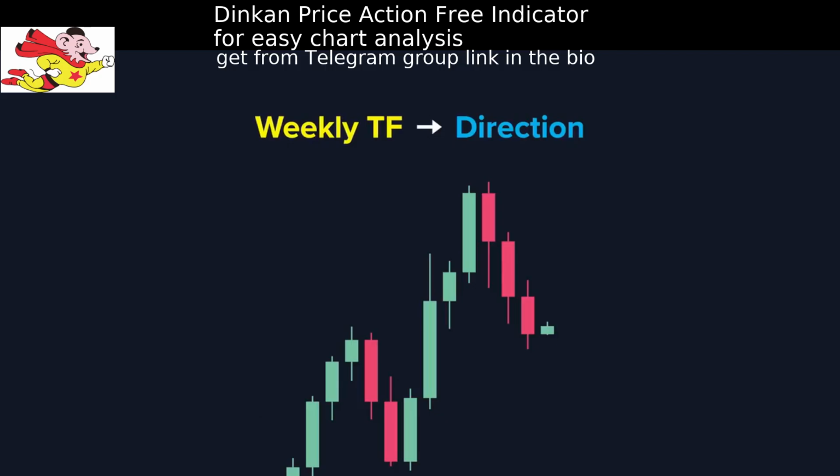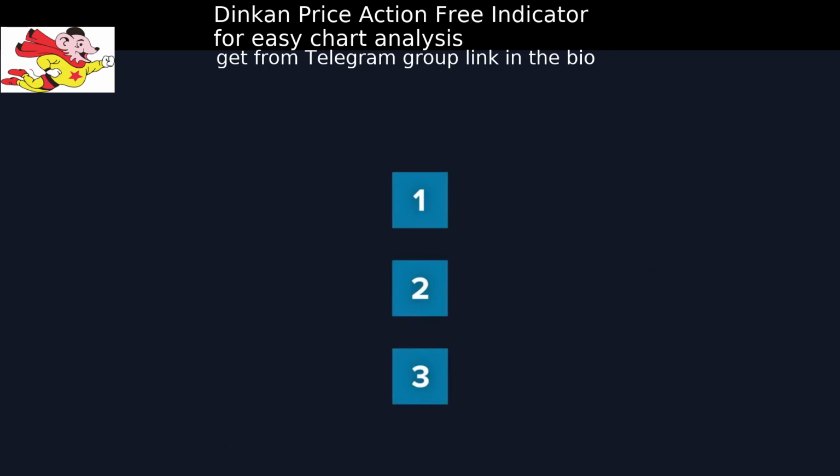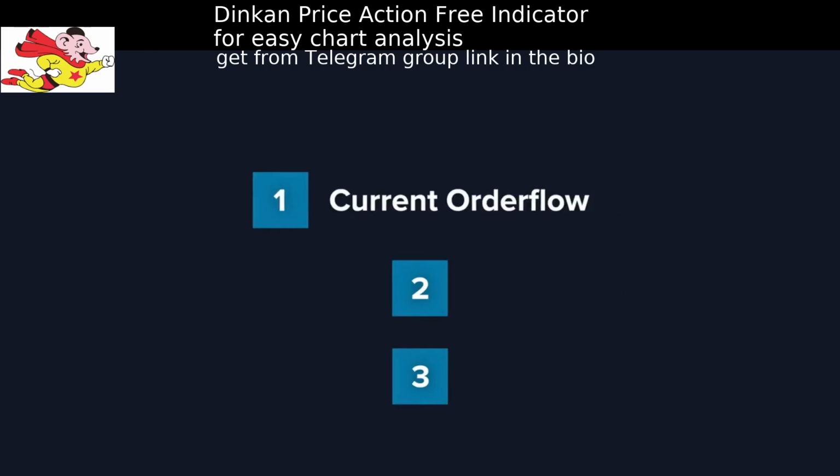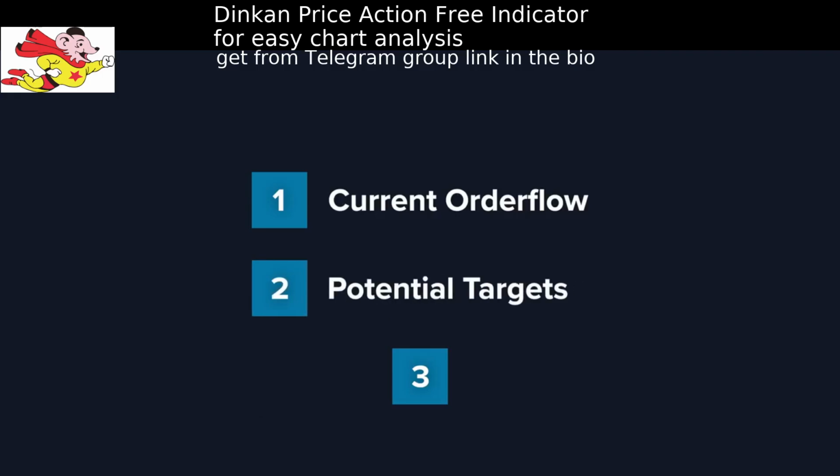And this is important because the decision of whether we should be looking for long or short trades on the lower time frames will be dependent on the directional bias we can establish on this weekly time frame. So to find out which direction we should be looking to trade, there are 3 steps we need to go through. The first step involves breaking down the current market structure to find the current order flow of the price action. The second step involves identifying the key levels that the market might look to target.